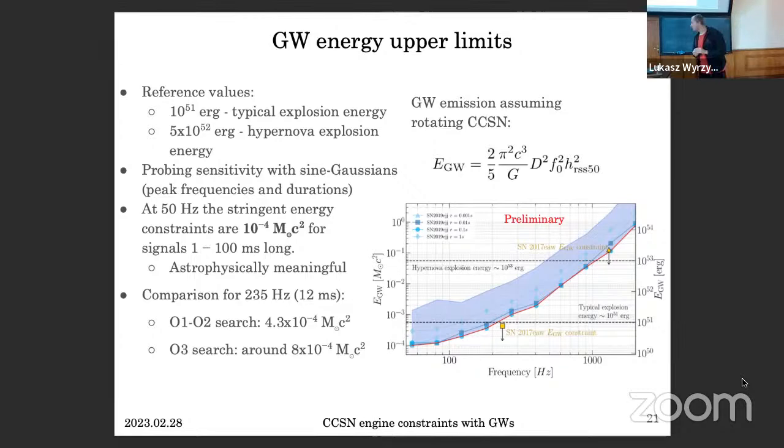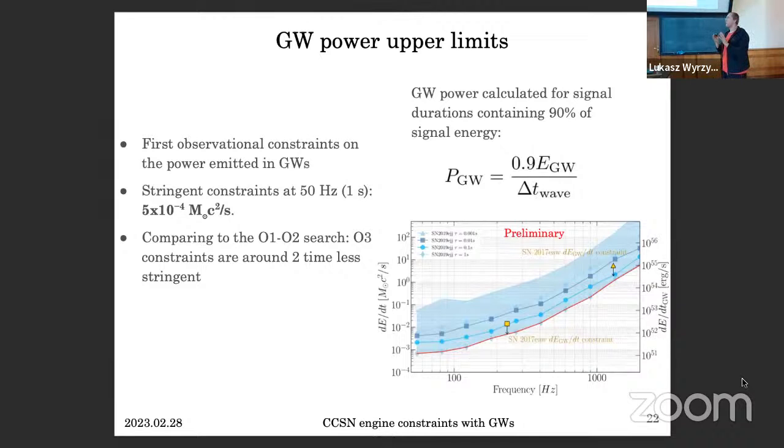Now, we can also constrain the power emitted in gravitational waves. Power is basically the amount of energy divided by the duration. So how dynamical is the source: the amount of energy emitted in a certain period of time. Here, we also explored from 50 hertz to 2 kilohertz. And we get that at low frequencies, the emission is as strong as 10 to the minus 3 solar masses per second. This is the outflow in gravitational waves. And at the highest frequencies, up to 10 solar masses per second. So this is the first constraint that is provided for this type of source.